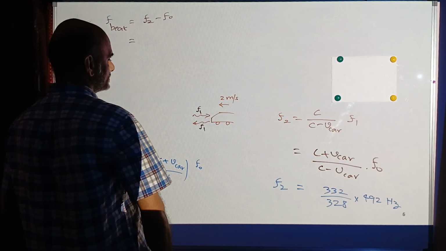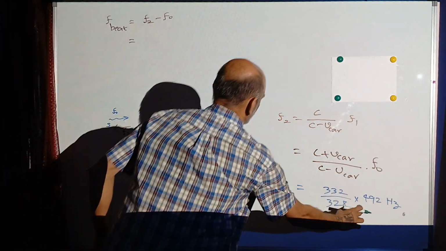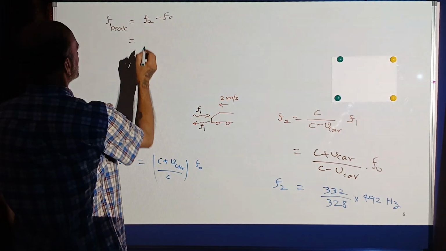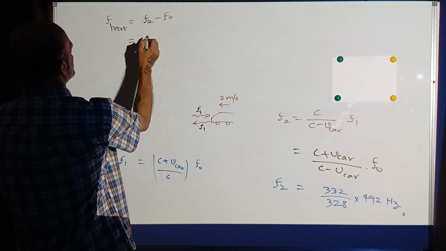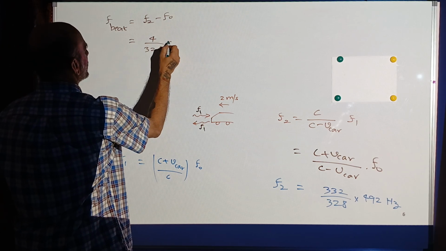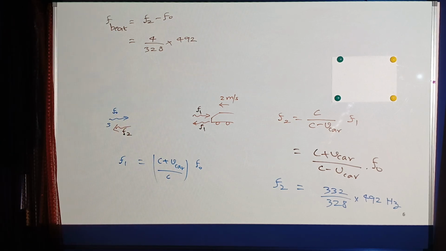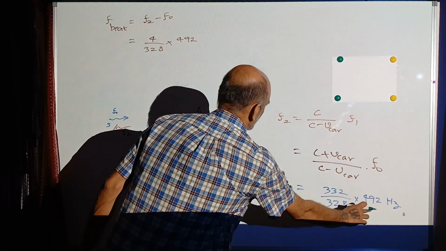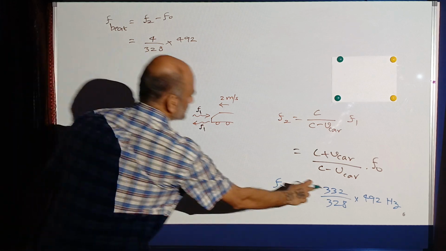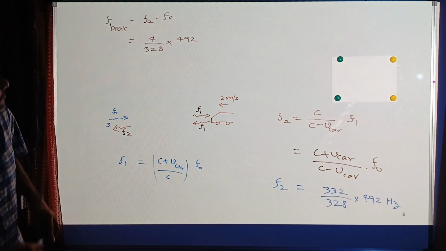So 332 by 328, minus 1, into 492, since F0 is 492. That will be (332 minus 328), so it will be 4 by 328 into F0. Simple calculation. This minus 1 into 492. So the difference between these two is 4. So this you have to simplify.